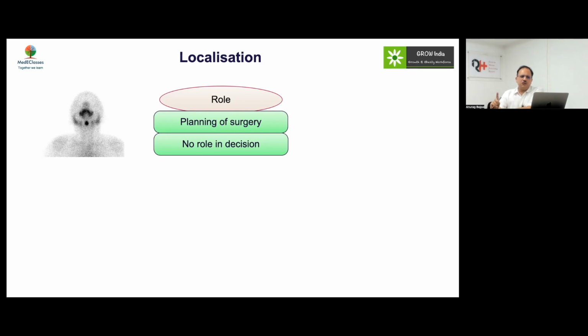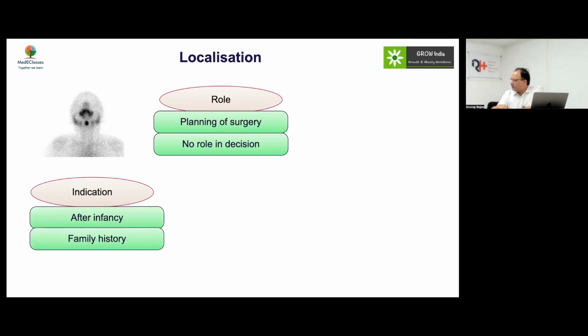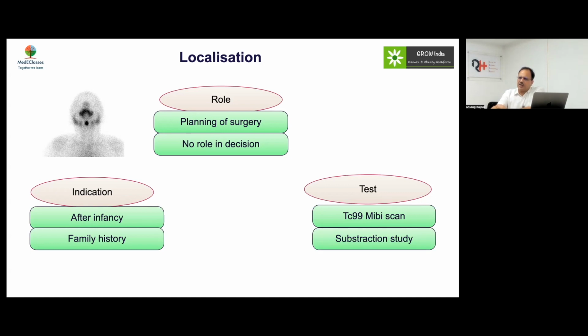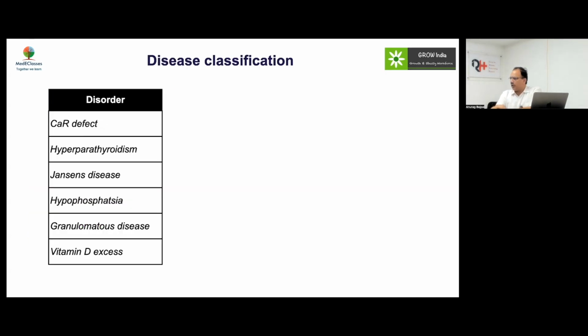The likelihood of recurrence following removal of an adenoma is more in this setting. If you have a single highly functional lesion, it will take up all the scan, and the other small areas may not be active in that regard. Once you remove this big area, you will have development in the other areas. So scan typically after infancy, and in family history you may consider. So technetium scan and subtraction study, as I discussed, will give you the diagnosis.